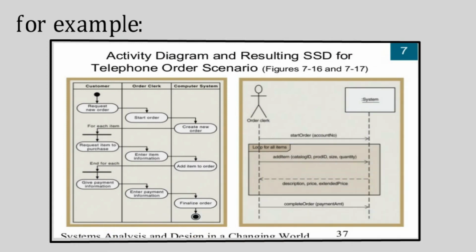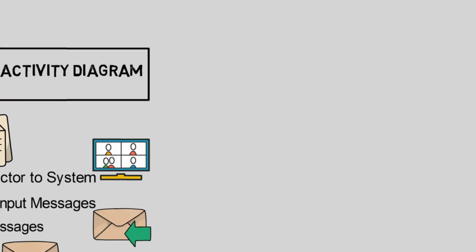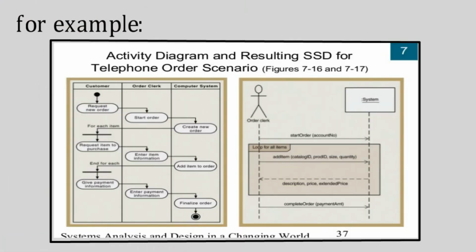Activity diagram and resulting SSD for a telephone order. For this diagram, the customer calls the store and gets the order clerk. The order clerk verifies the customer information, whether new or maintaining an account. This input message will go to the automated system. Then the system will create a new order. Going back, the customer requests an item to be added, like catalog ID, product, and size. Then the clerk verifies the entered item information.